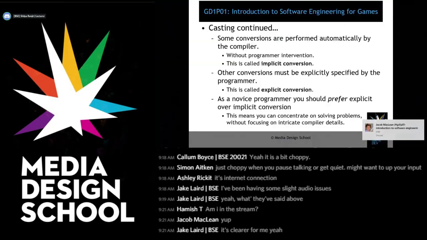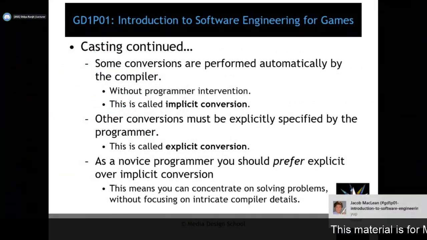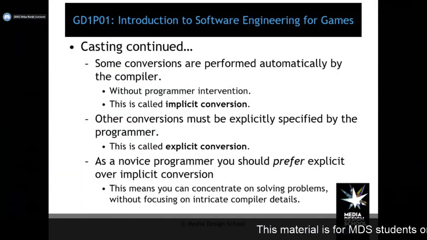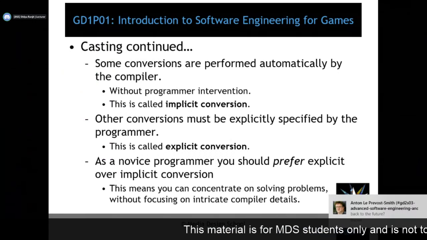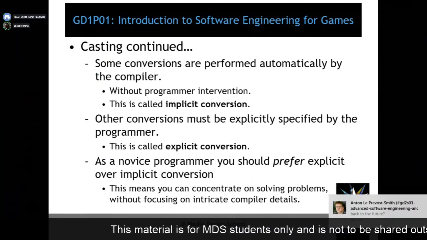Okay, so we were talking about implicit conversion. Implicit conversion is when you don't specifically tell the compiler that you want to convert from one data type to another data type, and then it happens automatically.